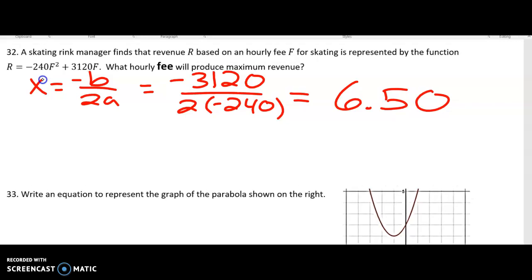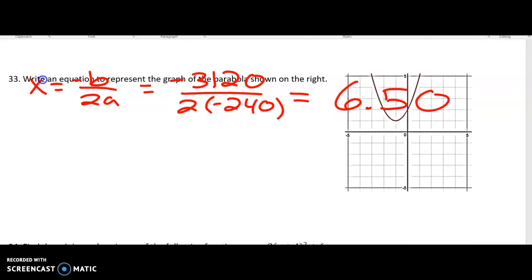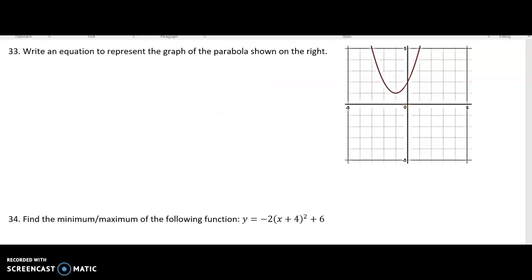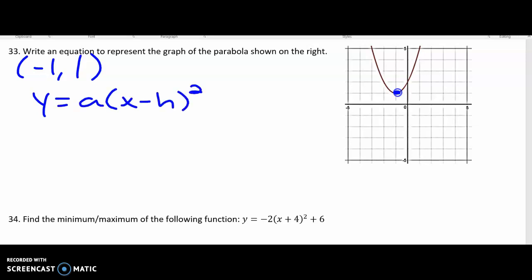Number 33. Okay, we've got, write an equation that represents the graph over there. So we're going to start simply, we're going to start with our vertex. Our vertex is right here. That looks to me like it is (-1, 1). So there's my vertex. So if I'm looking at that, my general equation for us is going to be this. Assume if they don't give you any information about a, that a is going to be 1. So in this case, I'm just going to assume that a is 1.